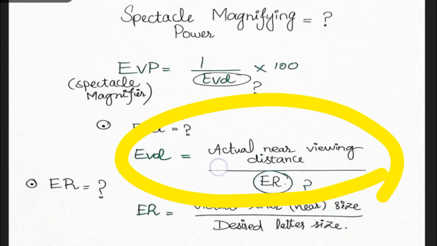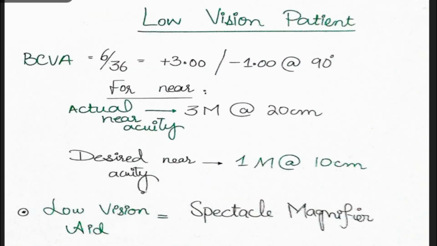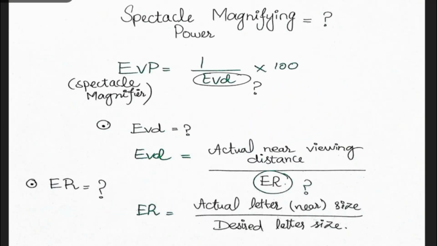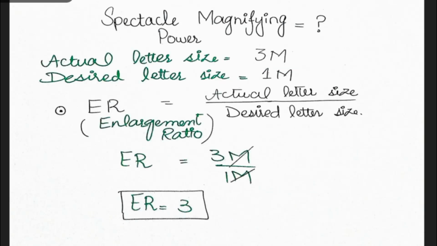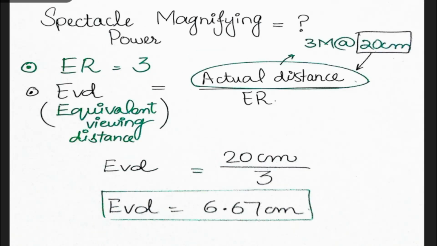So EVD equals actual near viewing distance divided by ER. Over here we have to use the actual near distance, which is 20 centimeter. So 20 centimeter divided by the ER value, which is 3. So we obtain EVD, the equivalent viewing distance, equals actual distance 20 centimeter divided by ER 3, so EVD equals 6.67 centimeter.